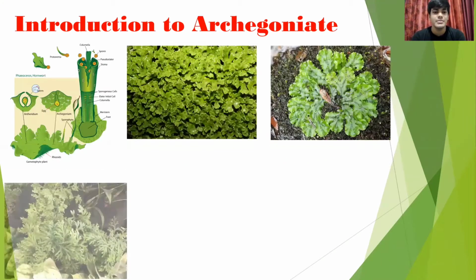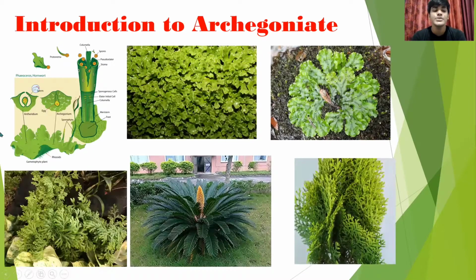So you can see these images. The first image is showing you a gametophytic plant body and a sporophytic plant body. But before we move any further, I'd like to tell you what a gametophytic and a sporophytic plant body is. A gametophytic plant body is the body that has developed from haploid spores.